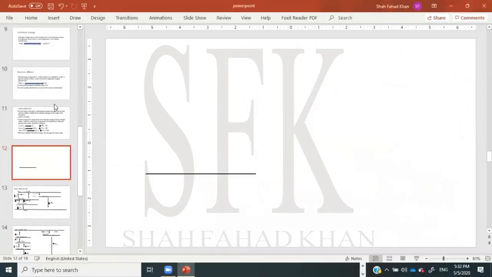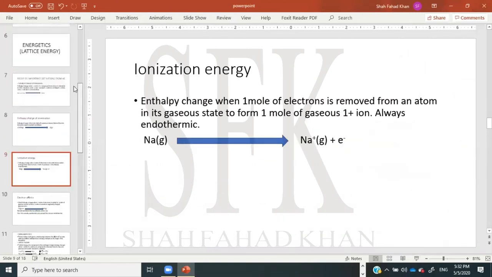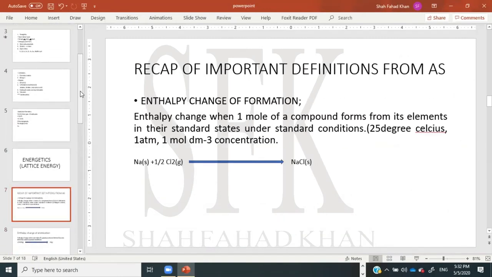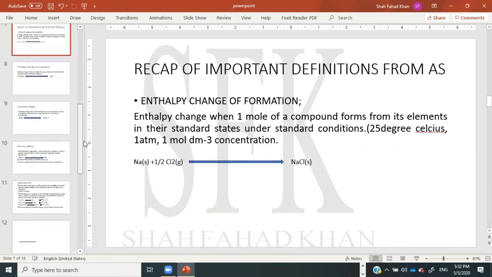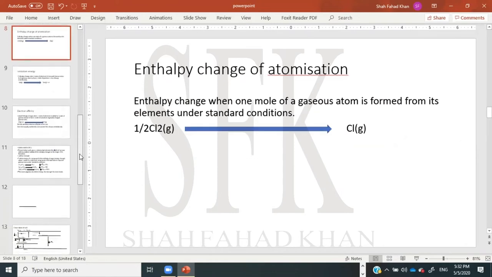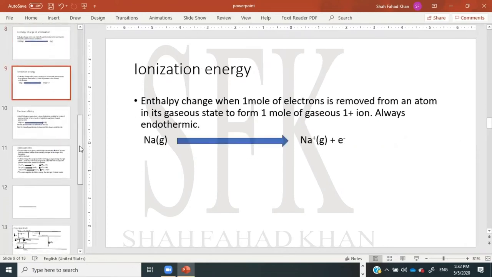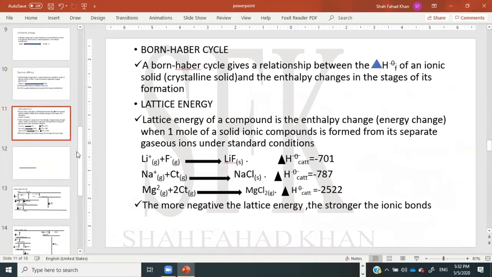Okay, guys, so far we've discussed a few terms, a few enthalpy changes from AS. We discussed the enthalpy change of formation. We discussed the enthalpy change of atomization. We also discussed the ionization energy, electron affinity, and finally lattice energy.